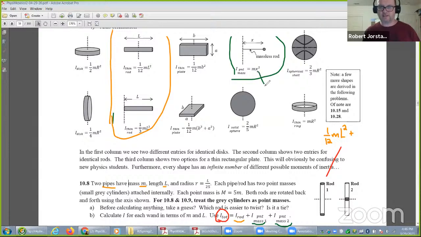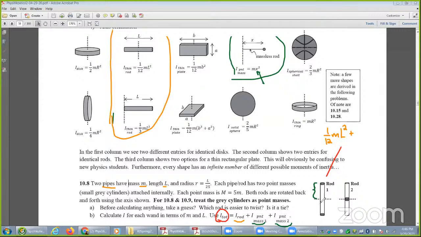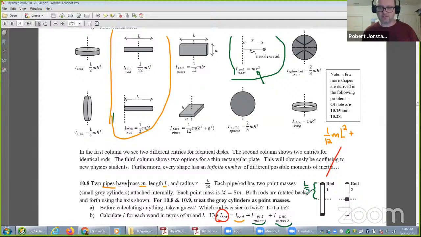Notice, what does x mean? It's the distance from the axis. So for these two point masses down here, they're both the same distance. What is the distance from the axis? Half L. L over 2, half L. Okay, so for this particular one, we know the mass of the point mass is actually 5m. The point mass is 5m. And then we're going to do L over 2 quantity squared.